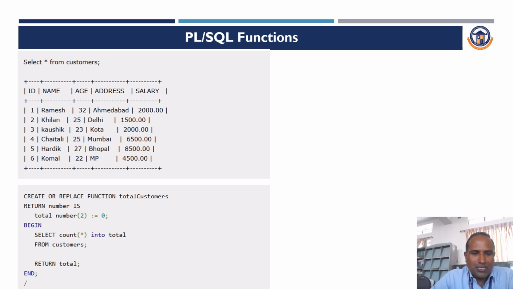See this: create or replace function total_customers. Now we are defining functions using queries. Return number, is total number, total is equal to 0. We are assigning a default value, that is 0, to the return value. Begin, select count of star into total from customers. Now we are writing the SQL query for counting the number of records present in the table, then return total. If we execute this function, it will count the number of records present in the table.